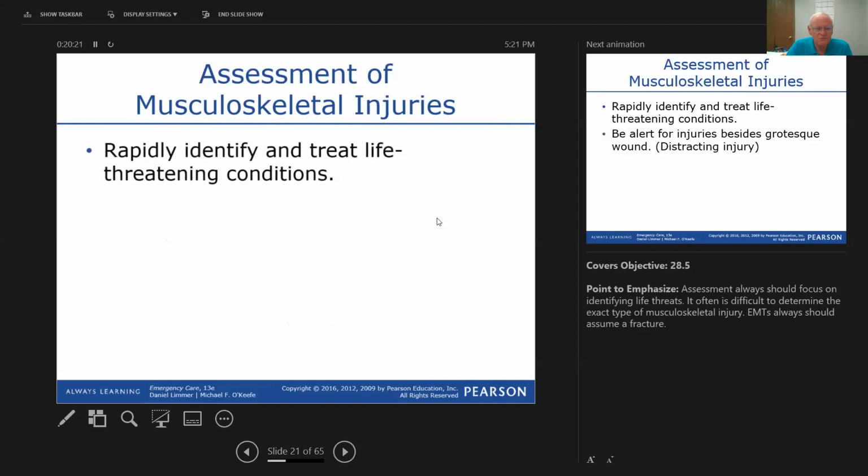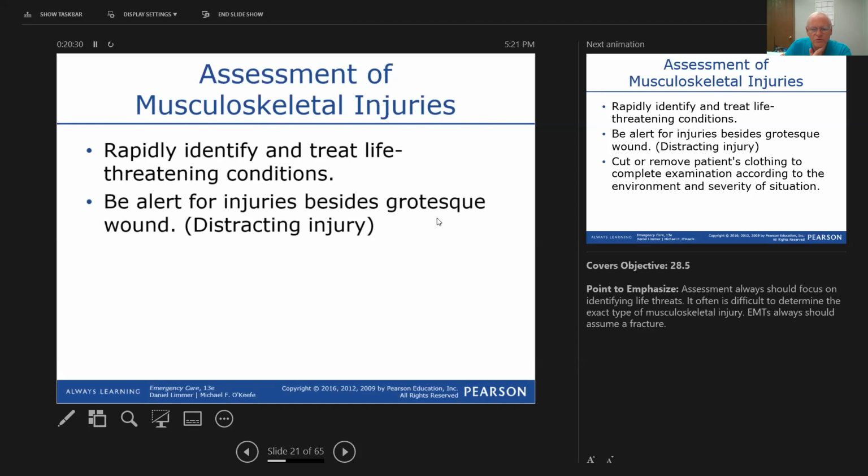So, assessment. The first thing and foremost is we want to rapidly identify and treat life-threatening conditions, okay? Be alert for injuries besides this grotesque looking musculoskeletal injury, so you got this leg off to the side and it looks, oh my God, or they got bone ends sticking out. We don't want to get tunnel vision and focus in just on that. Okay, we call those distracting injuries. They distract us from total patient care, and that's a bad thing. Life threats come first, always, always, always.